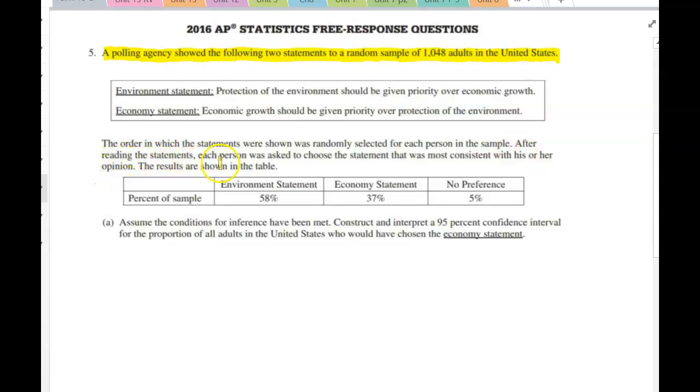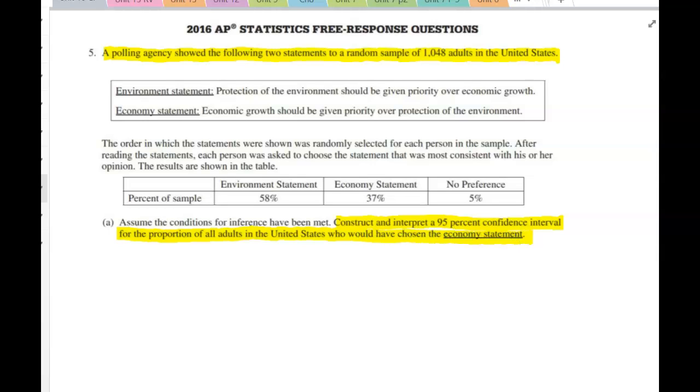After reading the statements, each person was asked to choose the statement that was most consistent with his or her opinion. The results are shown in the table. So 58% agreed with the environment statement, 37% agreed with the economy statement, and 5% had no preference. Assuming the conditions for inference have been met, construct a 95% confidence interval for the proportion of all adults in the United States who would choose the economy statement.